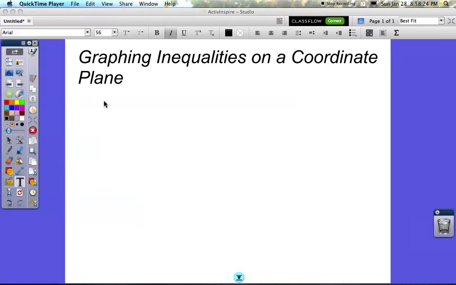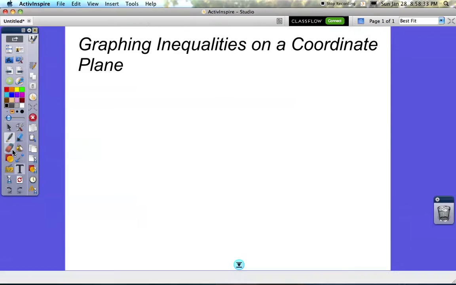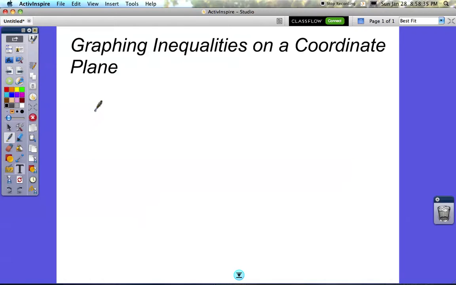Okay, today's lesson, we're going to be learning how to graph inequalities on a coordinate plane. Now, we've talked about inequalities before. I think you've had these, so I'm going to give you a little background information. So if you've got 2x plus 5 is greater than 7, how would you solve that?